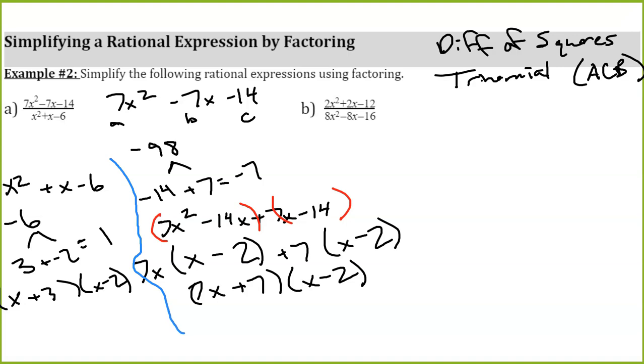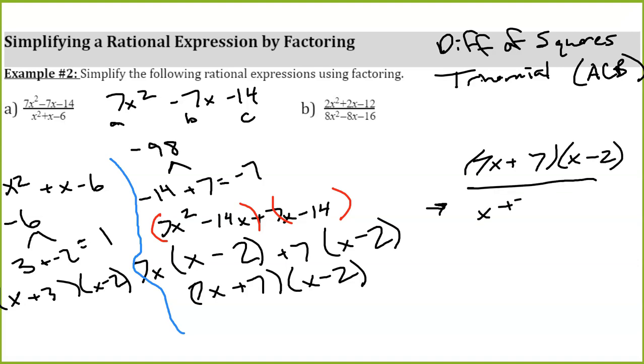So we've gone ahead and factored those. Do you see anything in common? If you've been looking at it for a couple of seconds, you should notice that both the denominator and the numerator have x minus 2. That's here and here. And so when I actually put them together, it goes something like this: 7x plus 7, x minus 2, over x plus 3, x minus 2.